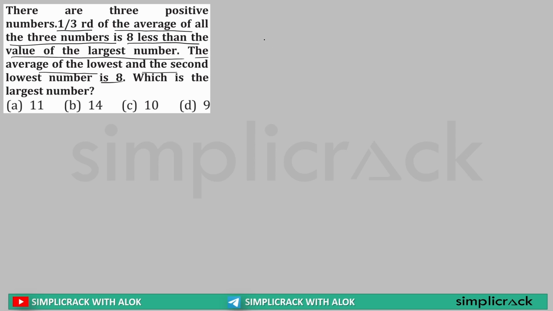Sir, for example, 3 numbers are there, A, B, C. C is greater than B, B is greater than A. So C is the highest number, B is the middle number, and A is the lowest number. Clear? 3 positive numbers. What is it saying? 1/3 of the average of all. So the average of all these 3 numbers will be what, sir? A plus B plus C by 3. Clear?